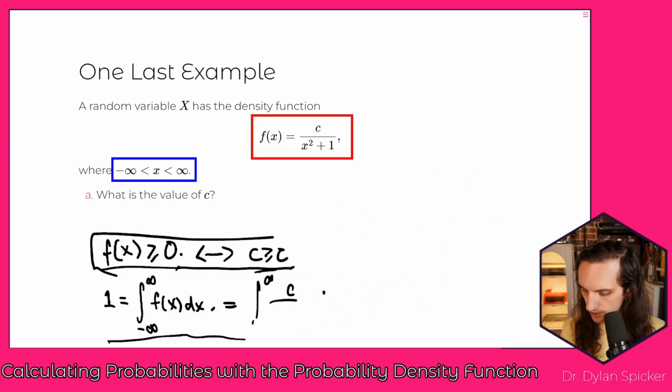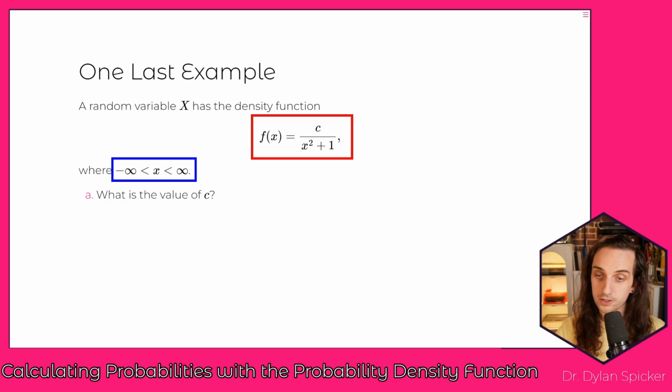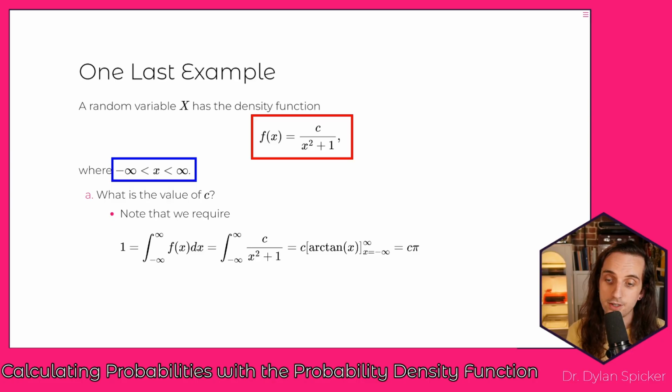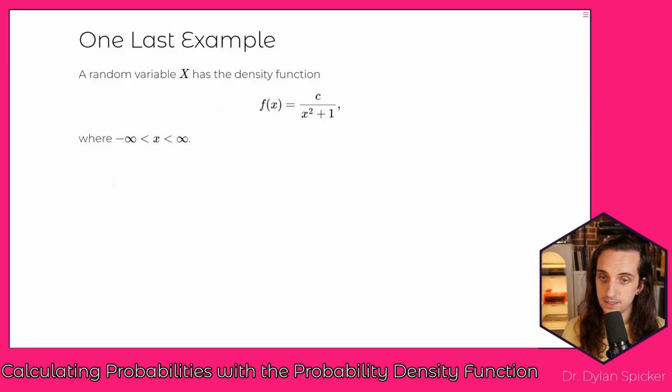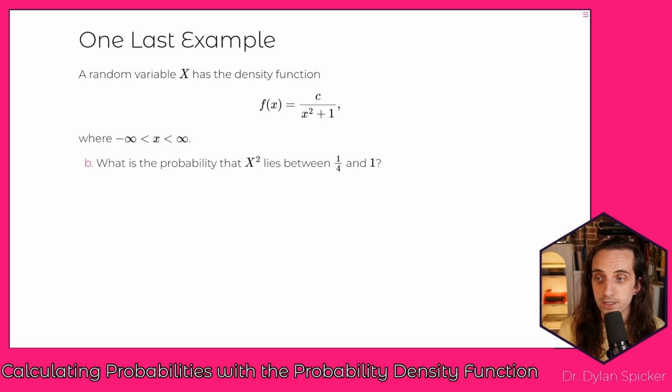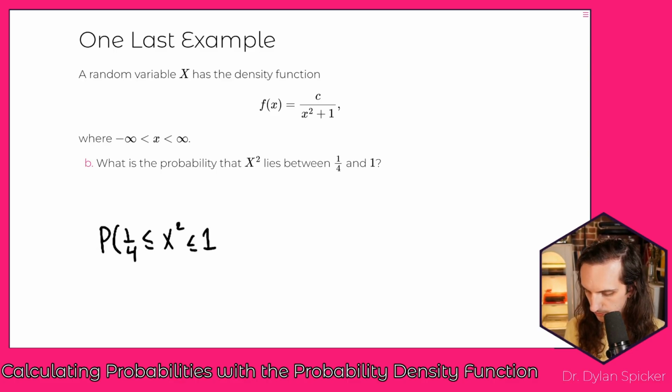Okay. So walking through this argument again here, what is the value for c? Well, we know that it needs to integrate out to be 1, right? We end up with the integral equaling c times pi, and so as a result, c has to be 1 divided by pi. Now, given that c is 1 divided by pi, what is the probability that x squared lies between 1/4 and 1? And so in other words, we want the probability that 1/4 is less than or equal to x squared, which is less than or equal to 1.